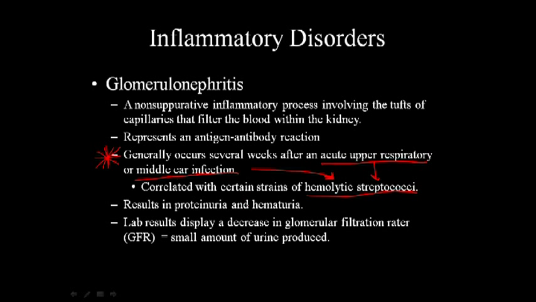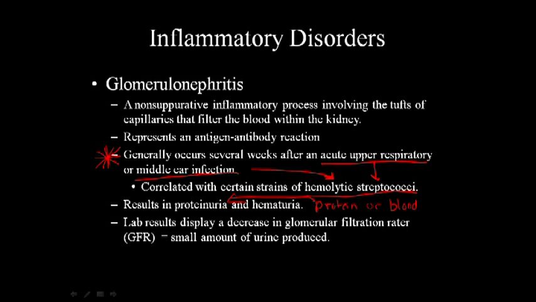And so proteinuria means that you have protein in the urine and/or blood in the urine. I apologize for that. Proteinuria means protein in the urine, not blood. Of course, you're going to have protein in the blood.